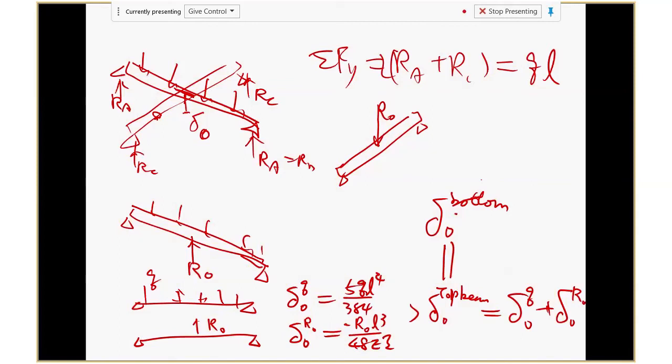Okay, now for this one, can we find the solution? So what's the delta bottom? Can we find the solution? It's already there, right? So it's basically R0 L prime cubed over 48 E prime I prime. That's why I put a prime, because the bottom beam may have different E, different I. But the equation should be the same.